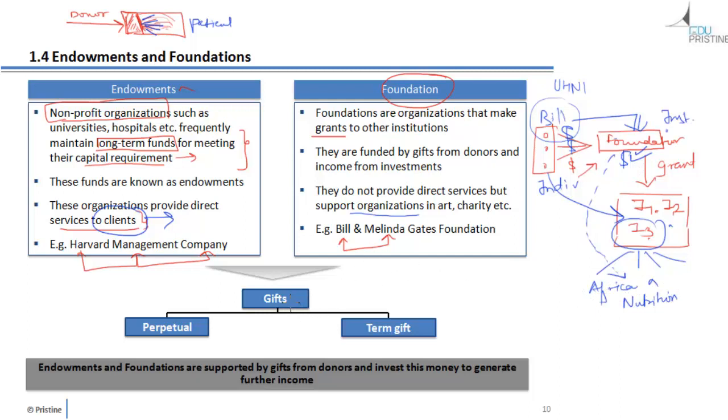Obviously, just a quick point that gifts can be of two natures: a perpetual one, which is coming up every time, and a one-time sort of gift. So endowments and foundations are supported by gifts from donors and invest this money to generate further income.